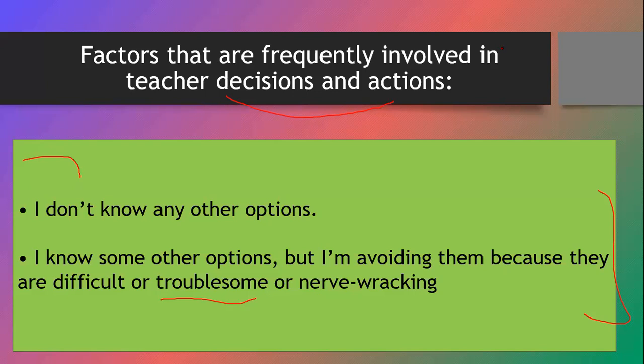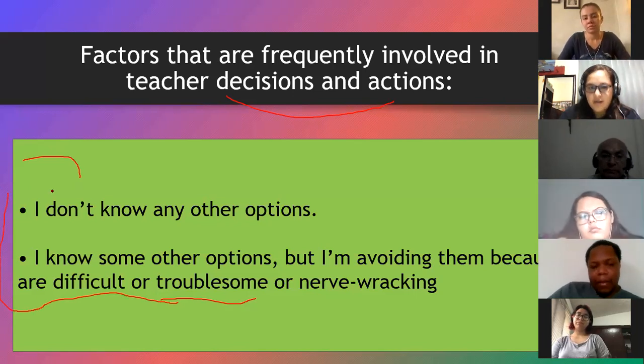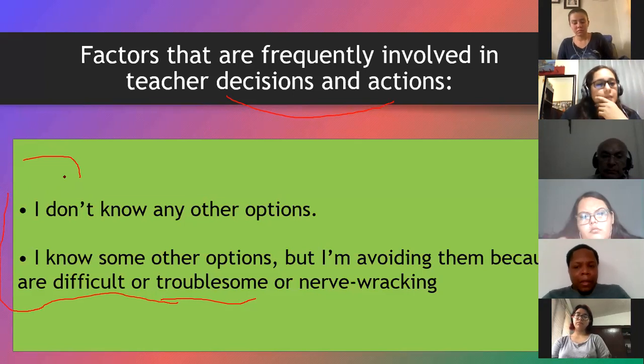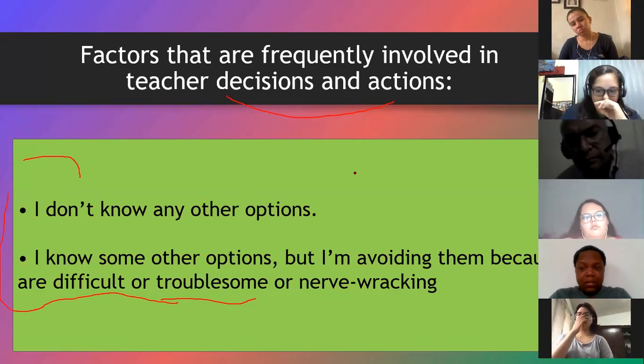Okay, so these are the factors that are normally involved in a decision or in an action as a teacher. What do you think about these two? What are your thoughts about them? Do you think they are correct or not? What would you do?